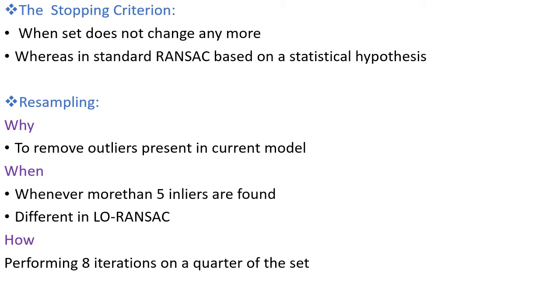After that, resampling. Why resampling? In the tentative inliers we got, there are inliers in the set, but there are some outliers also. Those outliers should be removed. For that, resampling. These people applied resampling when the inliers are more than 5, based on the application they worked on.